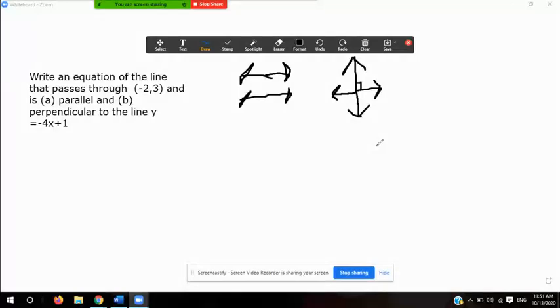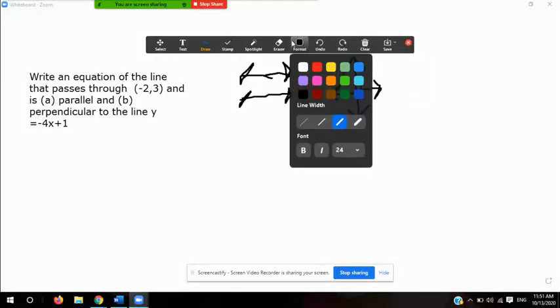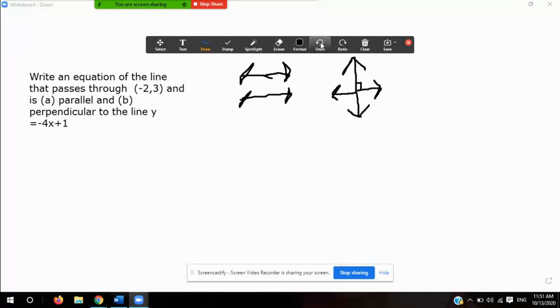So what does that mean? Well, very simple. Let's first start off with A, okay? And let's identify what we've got and then we'll work with what we're missing. Okay, so A, we have an ordered pair, so we're given an x sub 1 and y sub 1, so it would be negative 2 and 3.